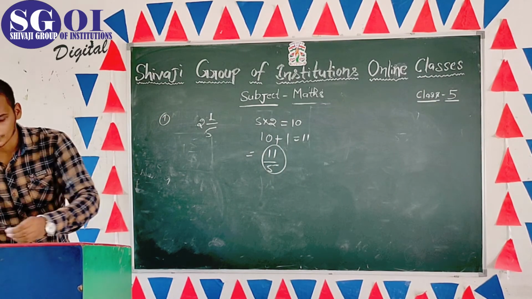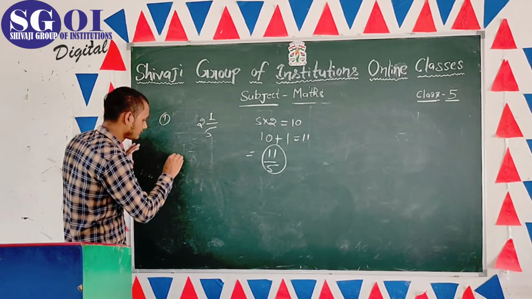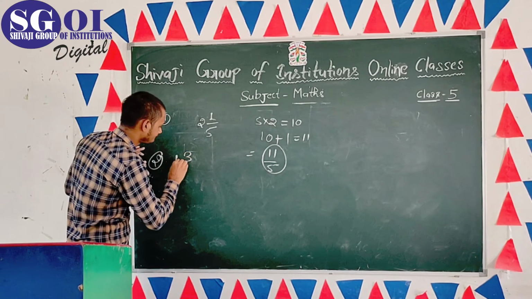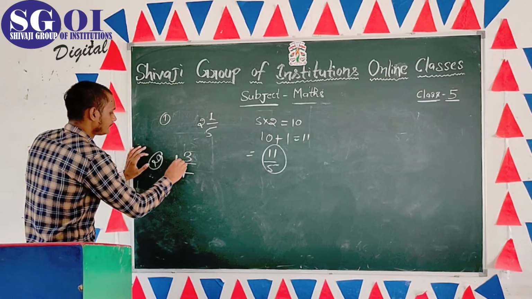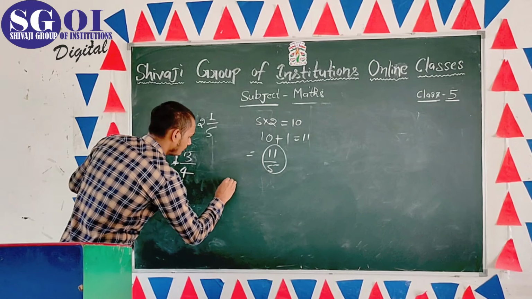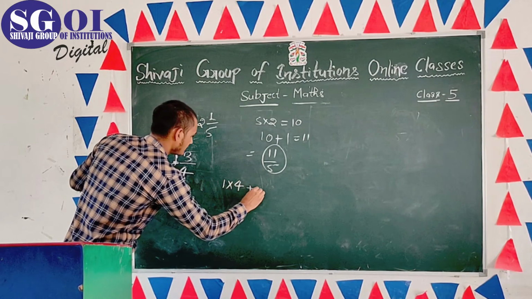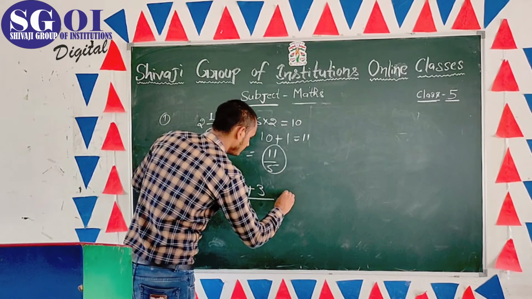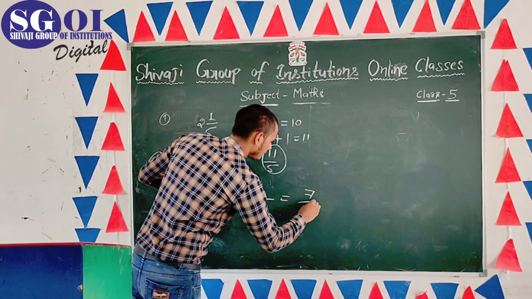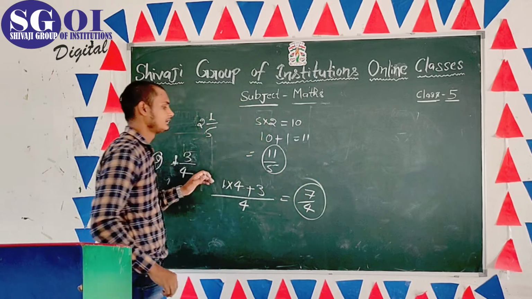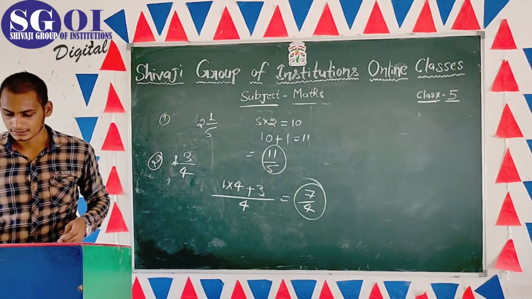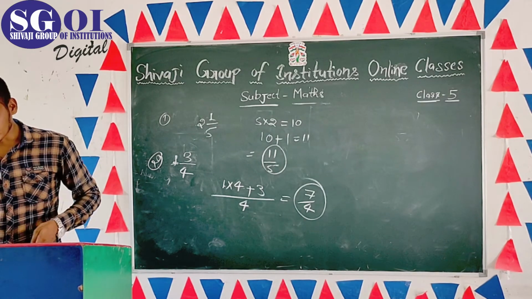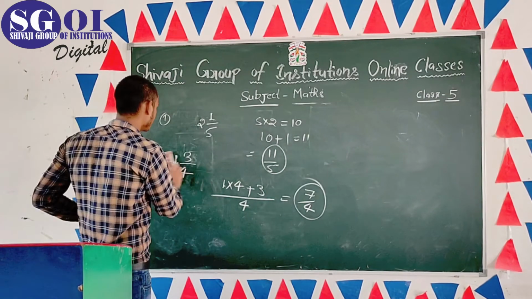Okay friends. Next one is 1 whole 3 upon 4. So first we multiply 1 by 4 plus 3, keeping the denominator 4. 1 times 4 plus 3 is 7, so 7 upon 4. It's an improper fraction. Okay friends. Question number 3 to 6, do these questions yourself.